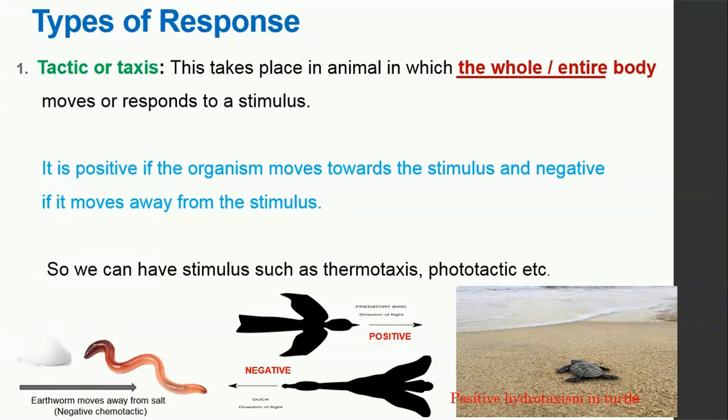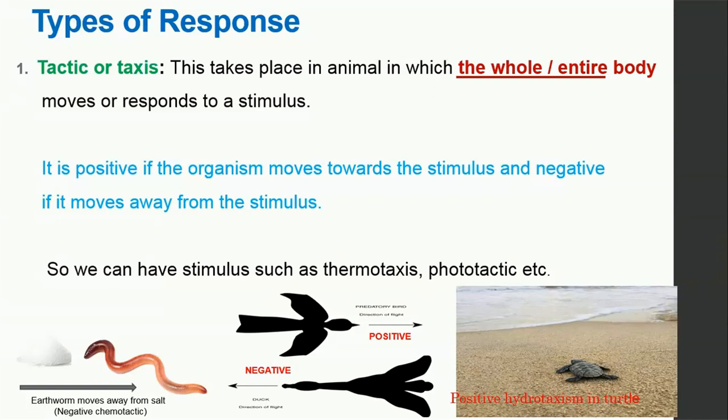For example, an organism sees light and it moves towards the light. That is positive. It sees light and it moves away from the light. That is negative. So we can have responses such as thermotaxis, we can have phototactic, and so on. Here we have images representing tactic response to stimulus. The first one here is showing an earthworm moving away from salt. Salt is a chemical. Okay, so that should be what? Chemotactic response. Because the earthworm is moving away, it is negative, so we call it negative chemotactic response.